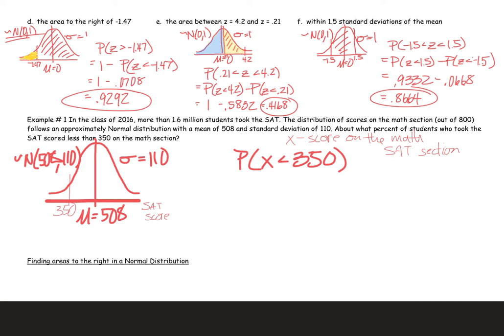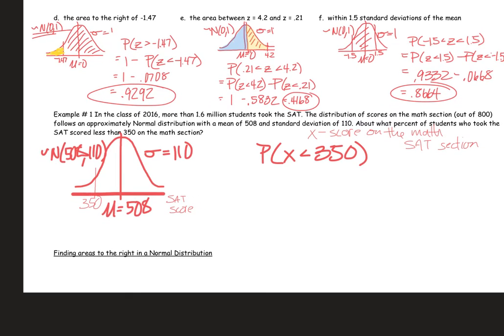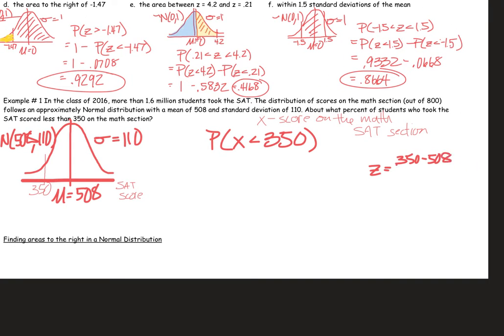All right, we want to know the probability that a student, or about what percent of students, I should say, scored less than 350. So what we can do is we can either do it within the notation or we can come off to the side, but we do need to come up with the z-score so that we can find this on table A. So our z-score is our value, which is 350, minus our mean of 508, and then divided by the standard deviation of 110.